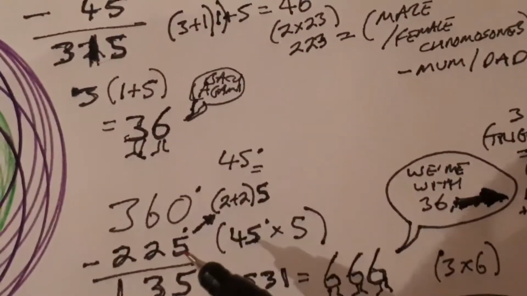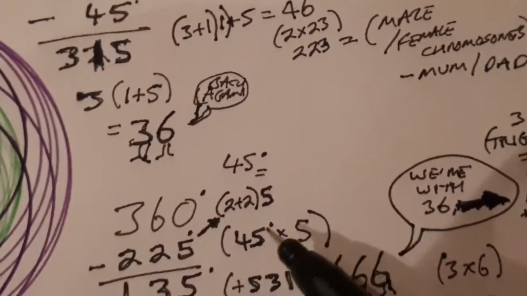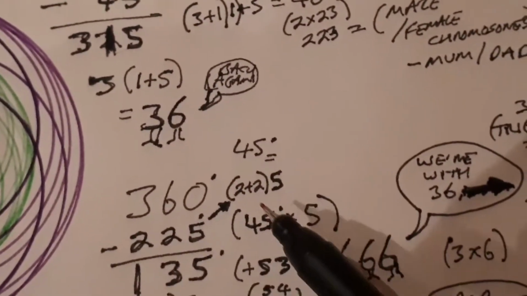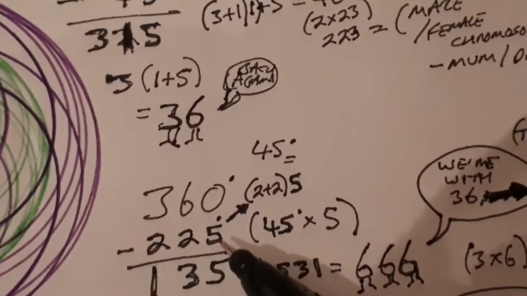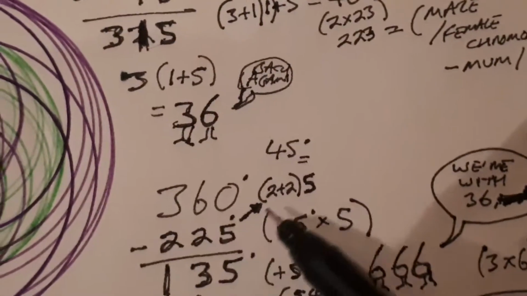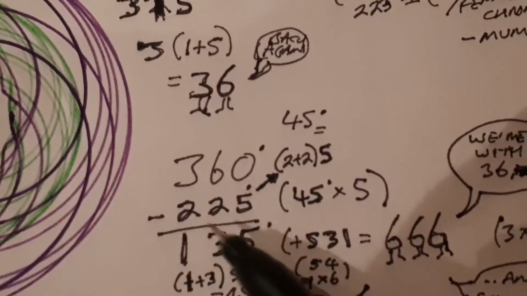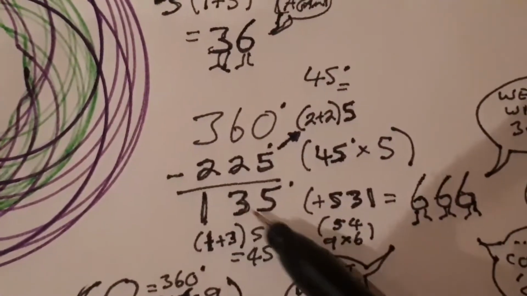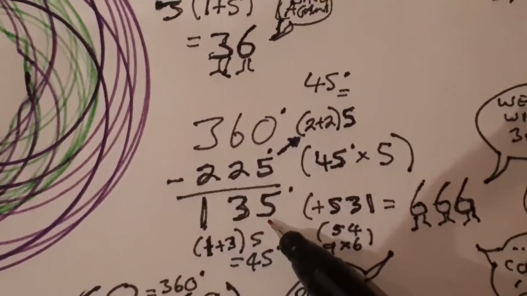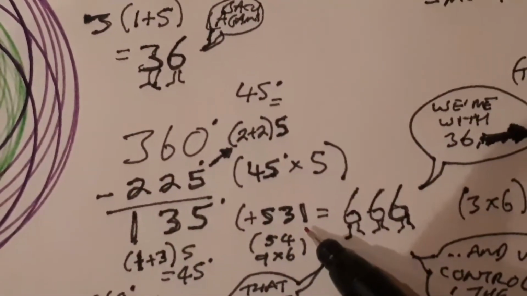Okay, so let's just look at another way for 45. So let's do 5 times the angles of 45. So that's 225, which is also 4 and then 5. That comes to 135 when you take it away. It's also still 45 as well. 4 and 5. 135 plus the mirror, 531.